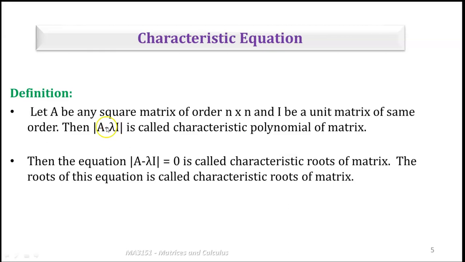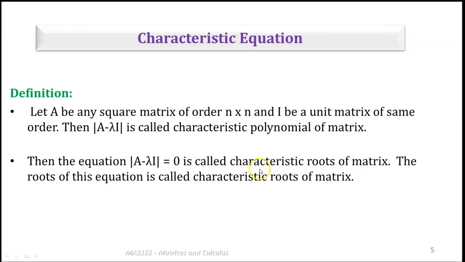So if you have one square matrix A, then we can get the characteristic polynomial by using this formula. This is usually called determinant of A minus lambda I. Then if the determinant is equal to 0, the characteristic polynomial becomes a characteristic equation. So the characteristic equation formula is determinant of A minus lambda I equal to 0.